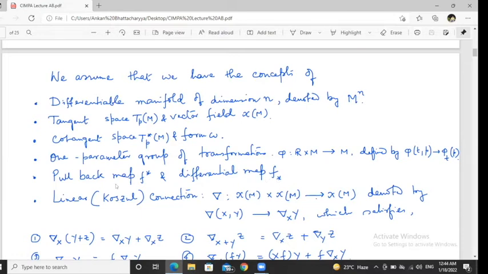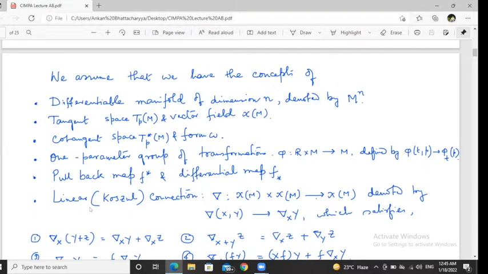Next is the pullback map, F*. F* is a mapping from T_{F(p)}N to T_pM, where F is a mapping from M to N, and M and N are two differentiable manifolds of different dimensions. Then F* is the pullback map, which corresponds to the mapping from p to F(p).